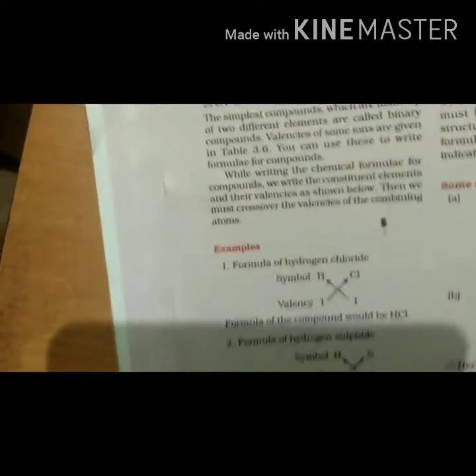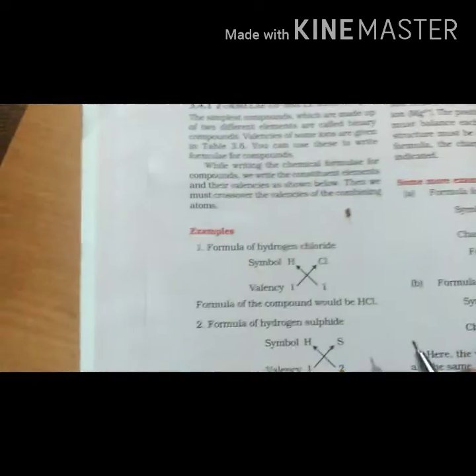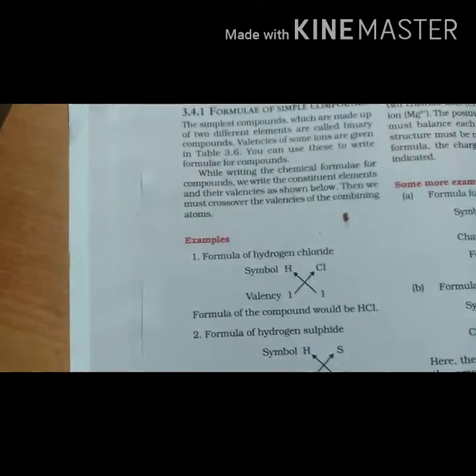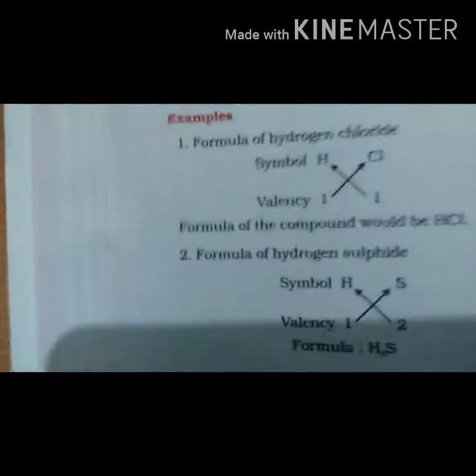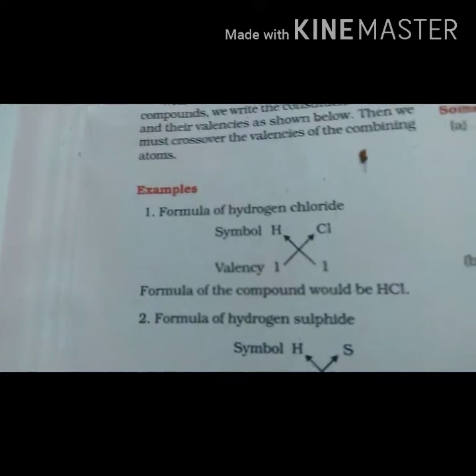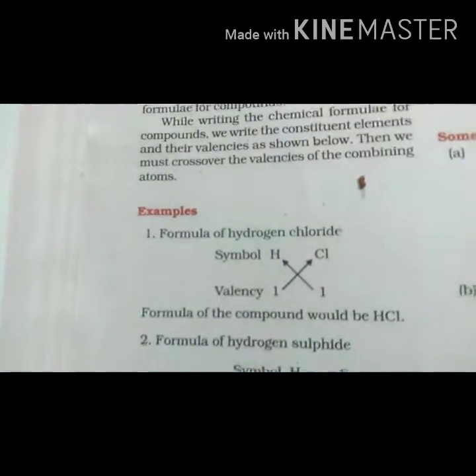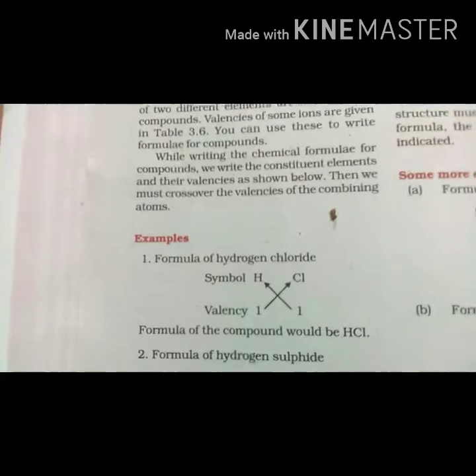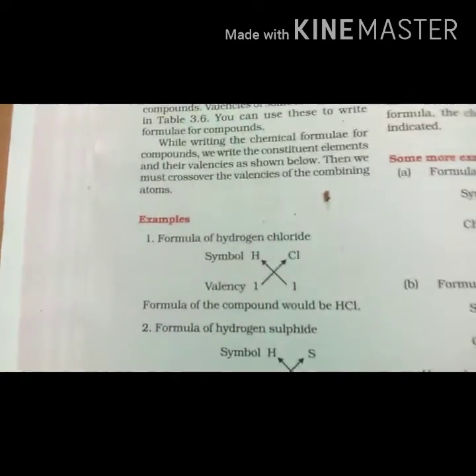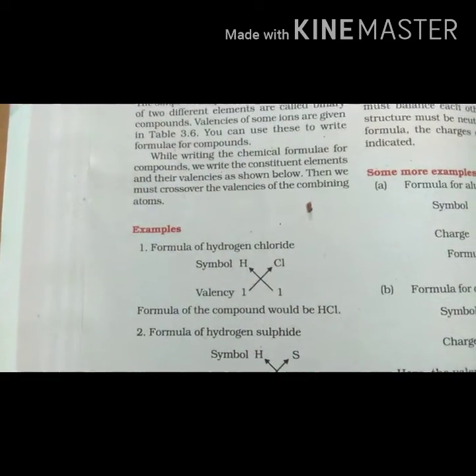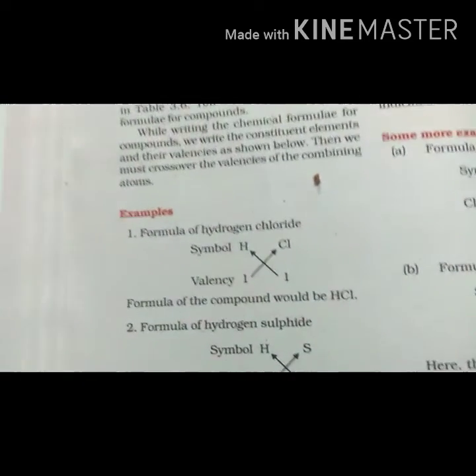Now, for further improvement of the concept, I am going to give you the concept of valency. Valency is the capacity of an atom to be attached with other atoms. Every element has its particular valency. Valency may vary for some metals. For example, for iron there are two types of valencies. One is 2, one is 3.